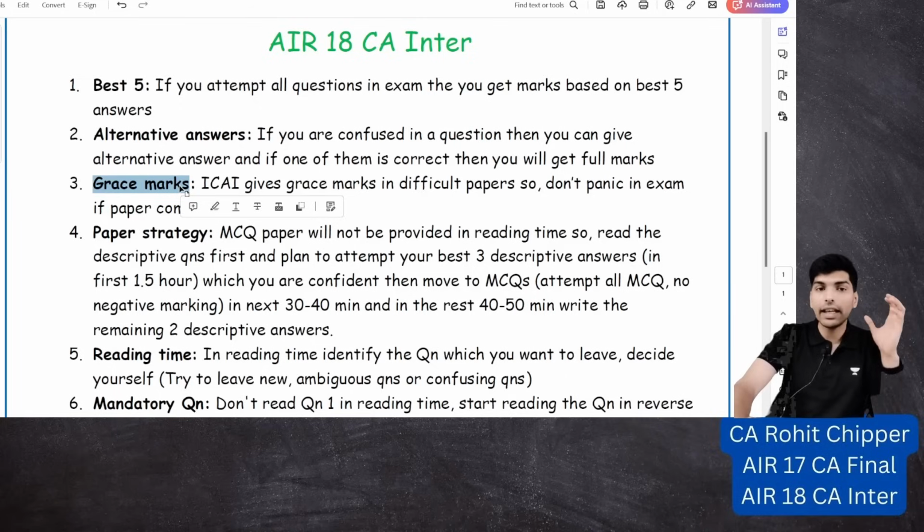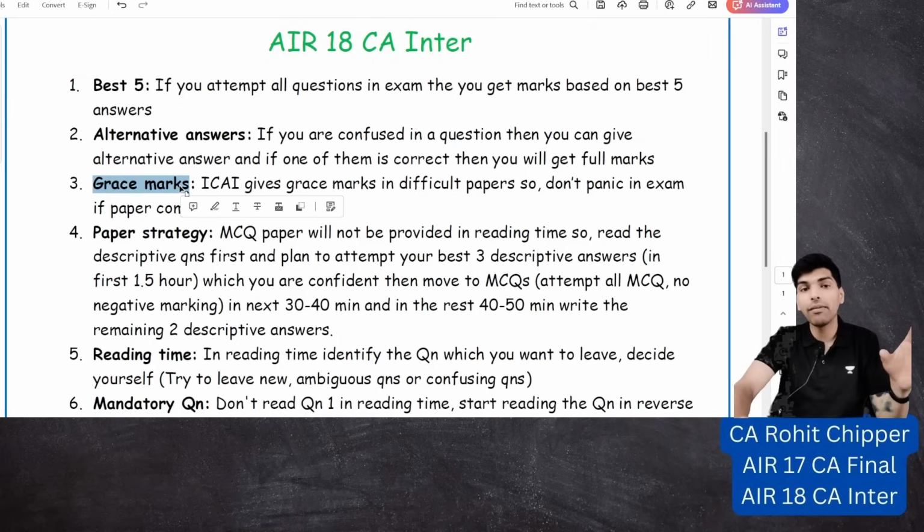Generally in a difficult paper, students get panicked and they leave the paper without attempting or without writing anything. In that case, if the paper turns out difficult, never panic in the exam, because ICAI gives grace marks.